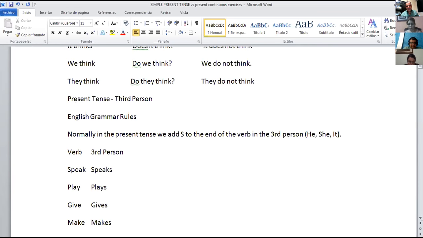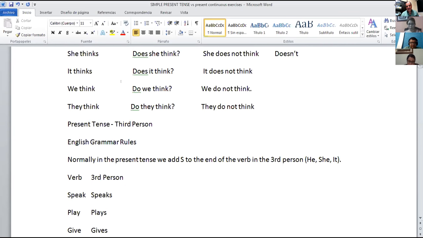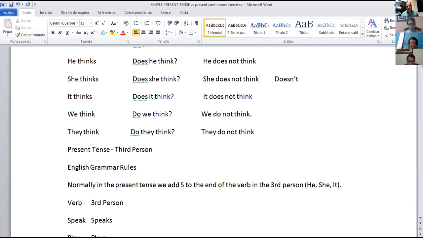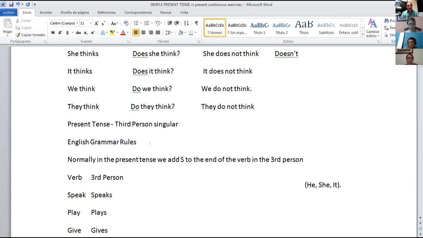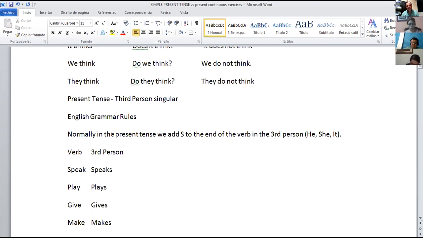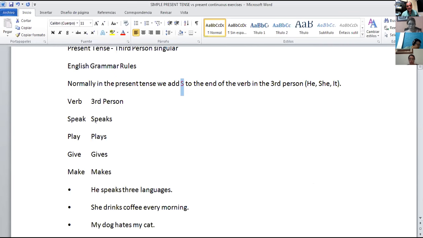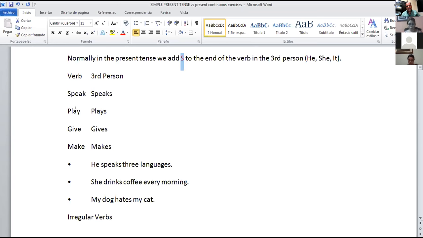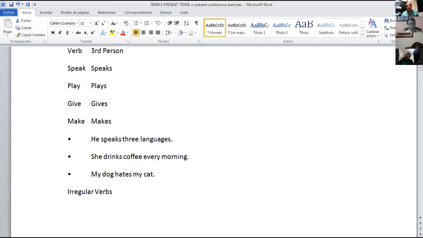Okay, very good. Now, in the present tense, there is an inflection on the third person. On he, she, and it. So that is third person singular. So let's see the grammar rules. Normally, in the present tense, we add S. Okay? We add an S to the end of the verb in the third person, he, she, and it. For example, speak, speaks. Play, plays. Give, gives. Make, makes.